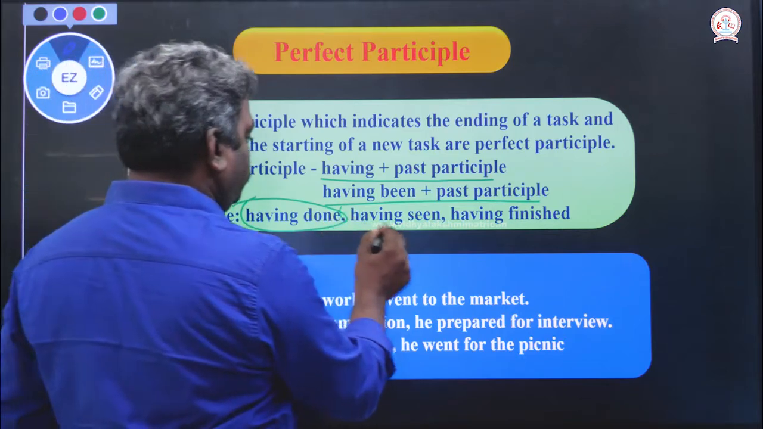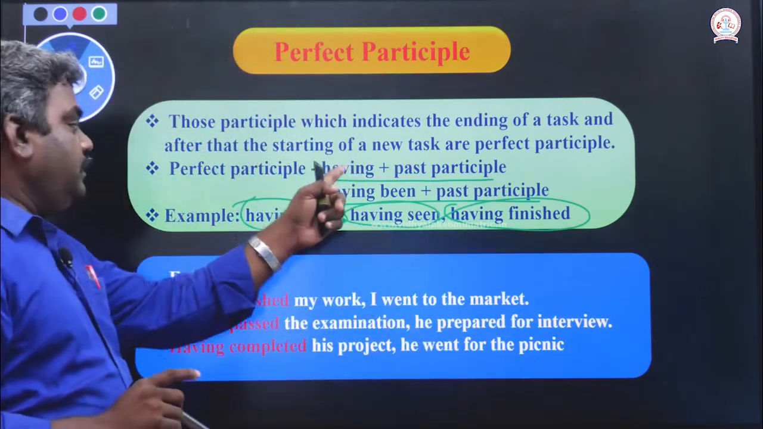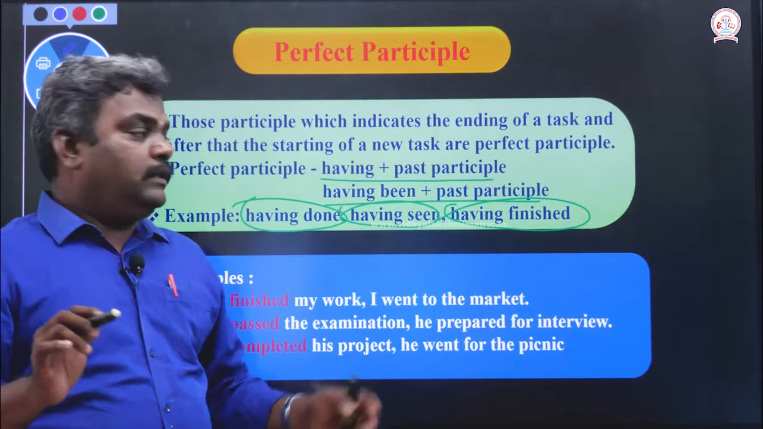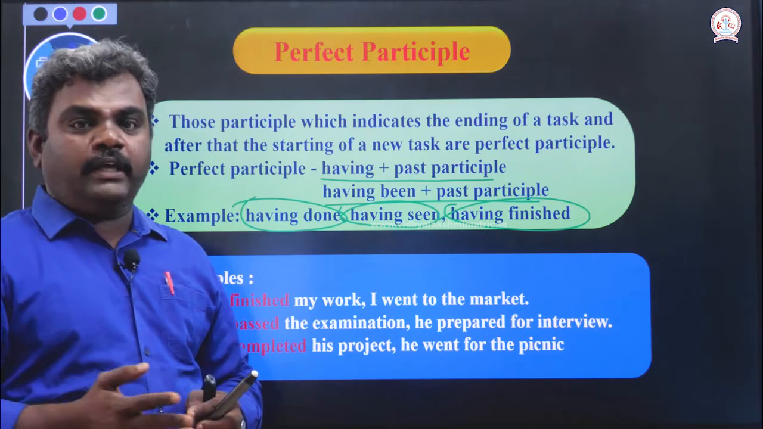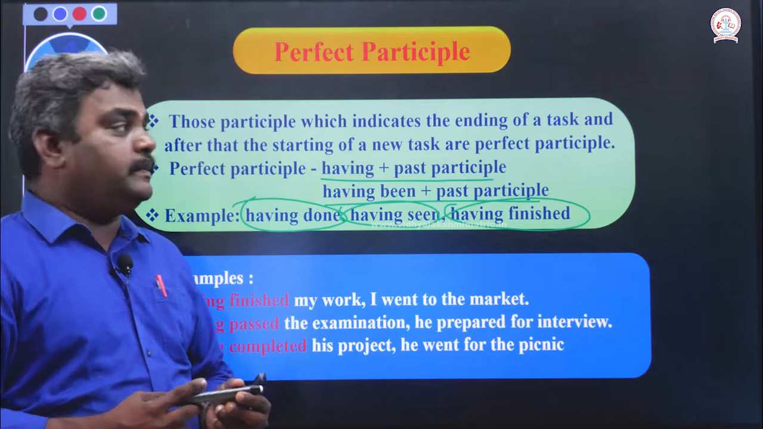Example. But I can tell you only one thing. This is very, very important. Having plus past participle. In the passive voice, having been plus past participle. That will be okay. But the main format is having plus past participle.